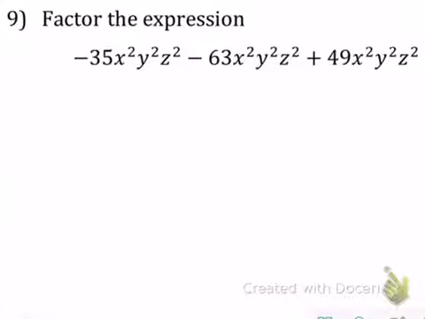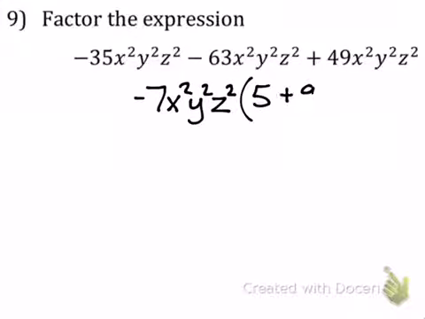All right, number 9, you had to factor this trinomial, and I think I probably meant to have one of the variables have a 3 in it as the exponent, but I guess I forgot. So in any case, when you do factor, you get a -7 and then an x, y, and a z all to the second power.